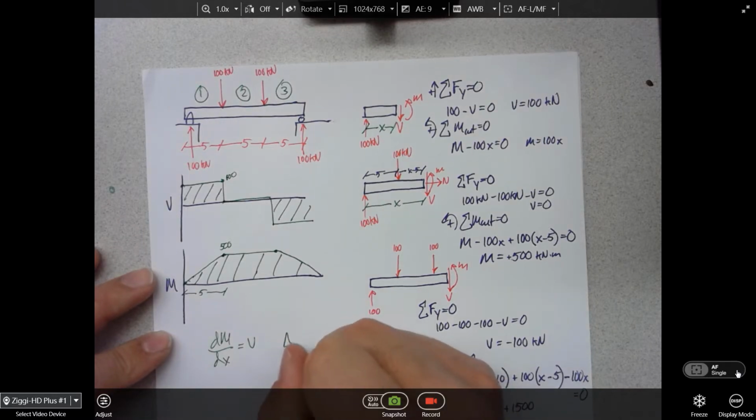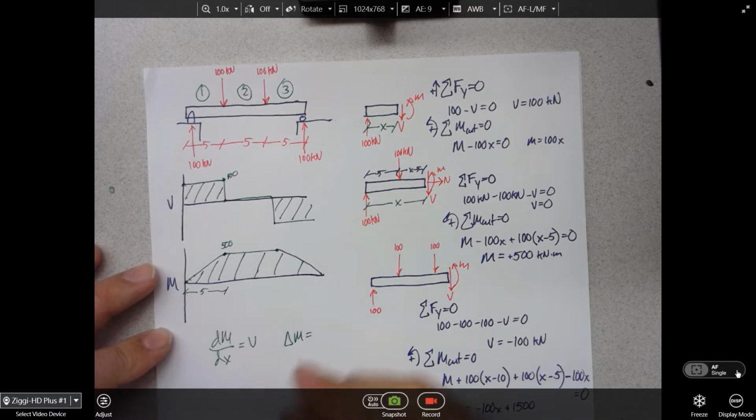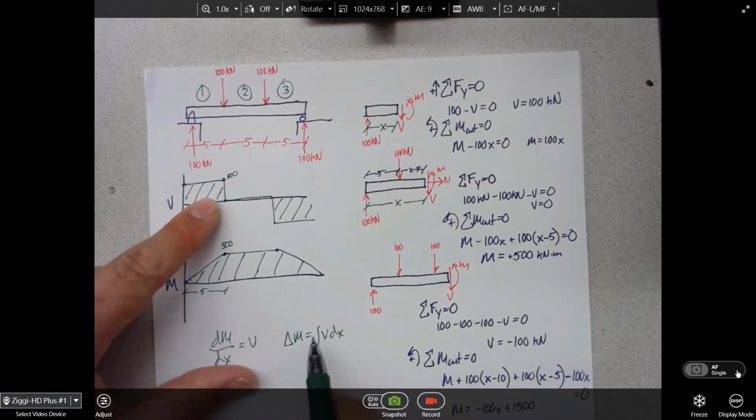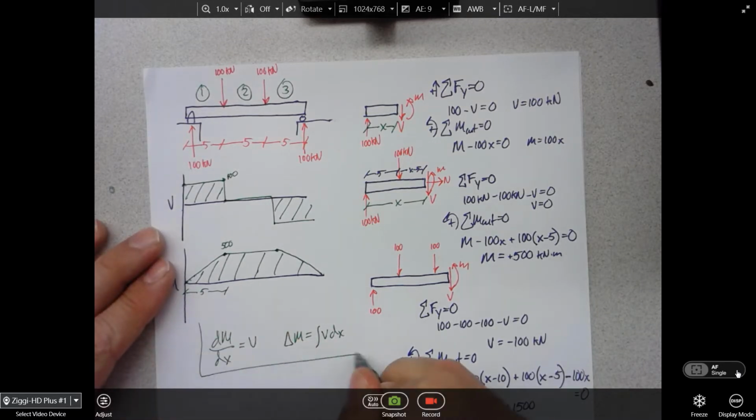The change in the moment diagram is equal to the integral of the shear. Right? The integral gives us the area underneath the curve. Okay? All right with these? Okay? So this is one shortcut.